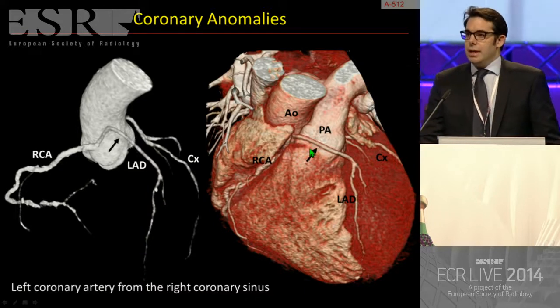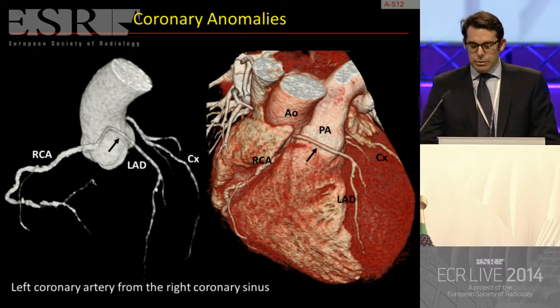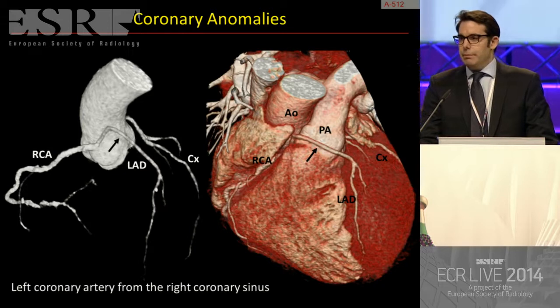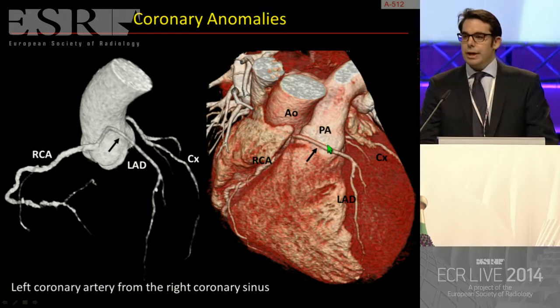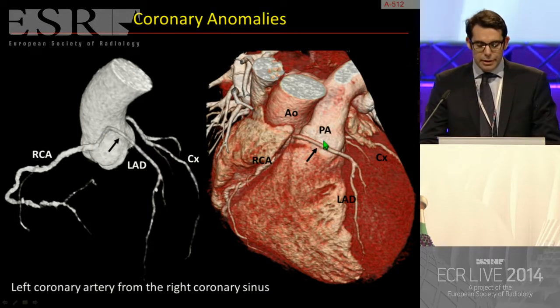Not always is the anomalous coronary vessel a malignant origin. As said, you can find retroaortic courses, or you can find prepulmonary or prepulmonic courses, like in this case. You see that the left coronary artery is arising from the right sinus of Valsalva, and it will go over the pulmonary artery itself, as you can see here.